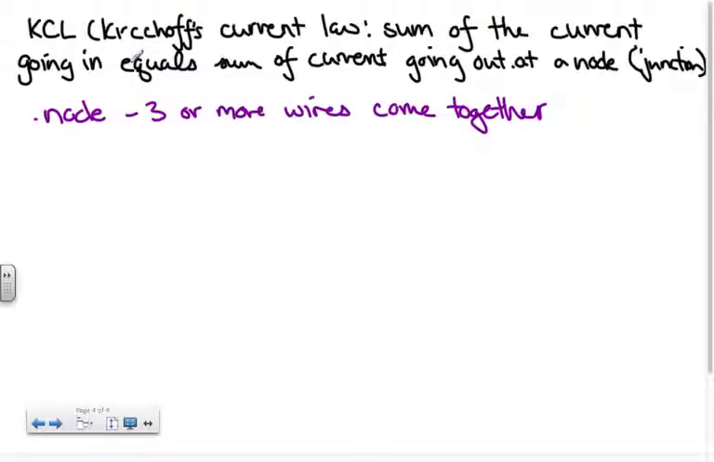And then, to state this mathematically, I'll put it right here. The sum of the current going in is equal to the sum of the current that goes out. Okay? This is how it's stated mathematically.